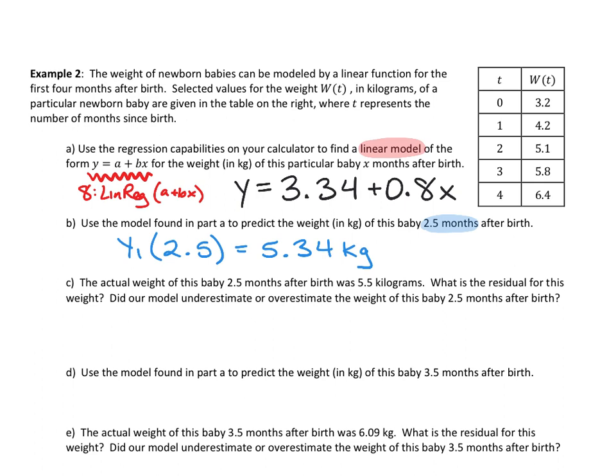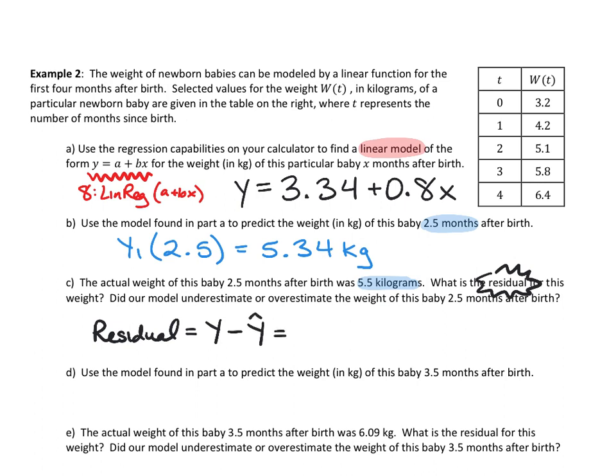Here's how I know this. It says the actual weight of the baby 2.5 months after birth was 5.5 kilograms. What is the residual? There's our new word. Where is the residual for this weight? Did our model underestimate or overestimate the weight of this baby? Okay, our residual formula says that we can find a residual if we take the actual value and we subtract the predicted value.